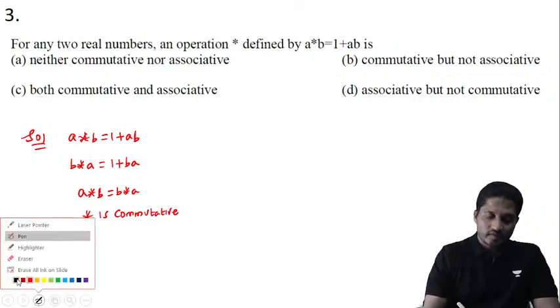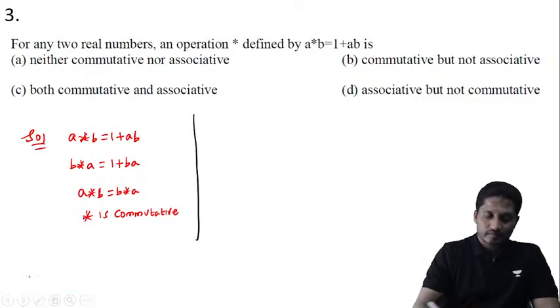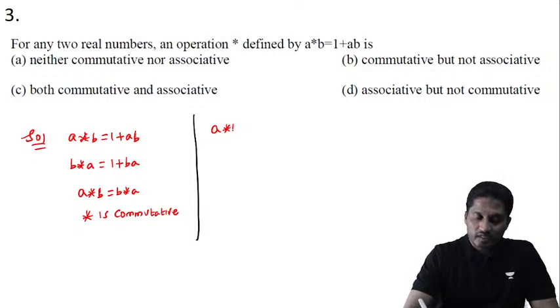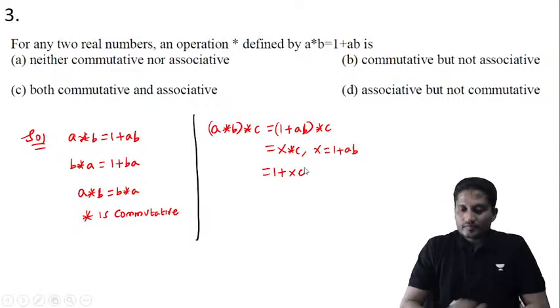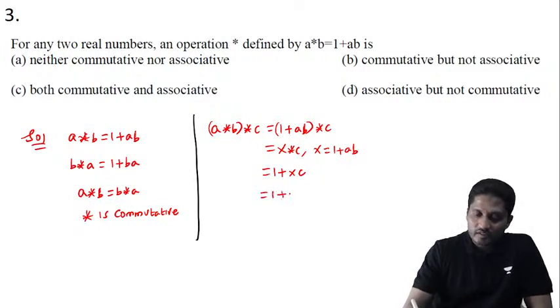Okay, star is commutative. Let me check associative. A star B star C is equal to 1 plus AB, and then this is star C. I'll take this as x star C. Value of x is equal to 1 plus AB, right? X star C is equal to 1 plus XC. Okay, and I substitute the value of x. This is 1 plus AB into C, which is equal to 1 plus C plus ABC. Call this equation 1.